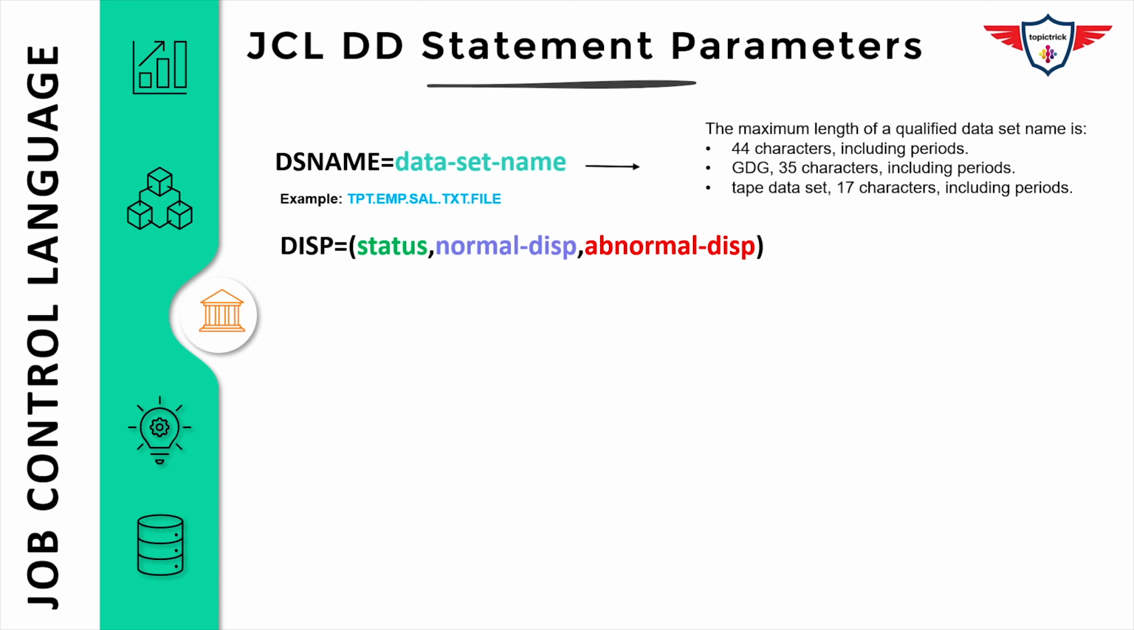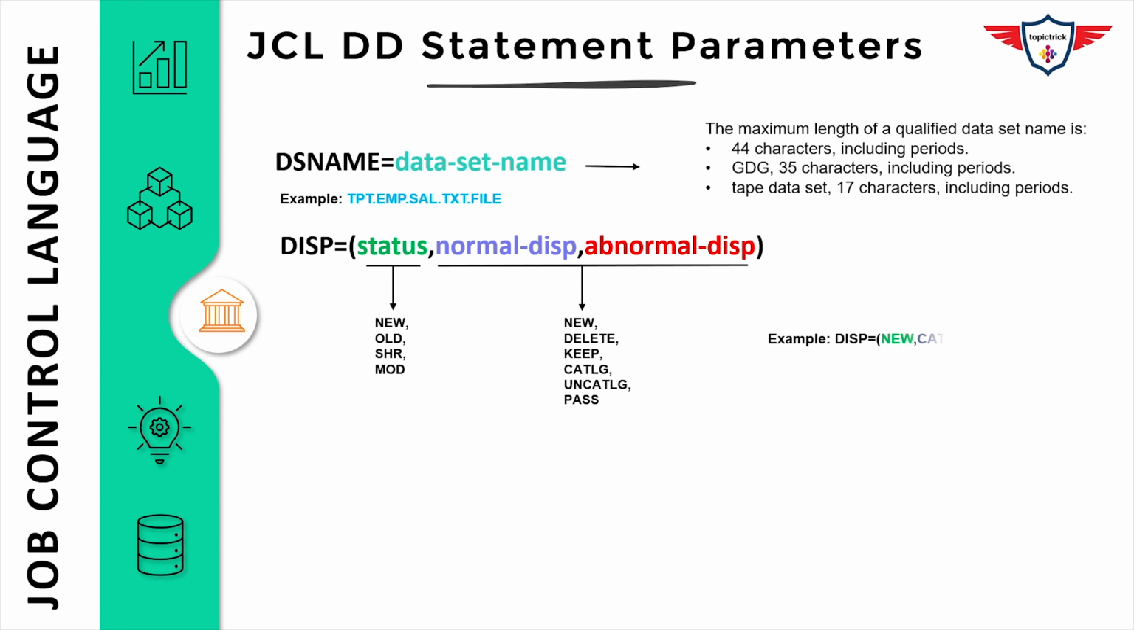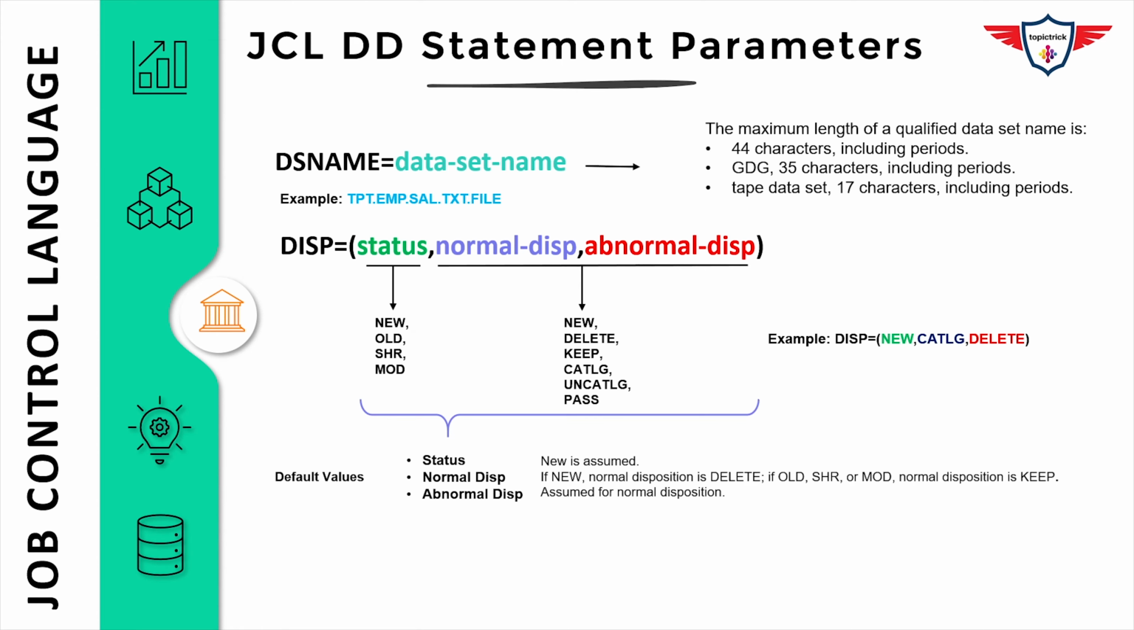tpt.emp.sal.text.file. The next parameter is disposition, and it actually takes three different subparameters. First one is status, then you have normal disposition and abnormal disposition. The status can have four possible values. First one is NEW, in case you're creating a new file. Then you have OLD, in case you're using an existing file. And similarly, you can use SHR and MOD as per your requirement. Now the normal disposition and abnormal disposition can have six different values: DELETE, KEEP, CATLG, UNCATLG, PASS. And remember, if you omit any of the values, then a default value will be assumed.